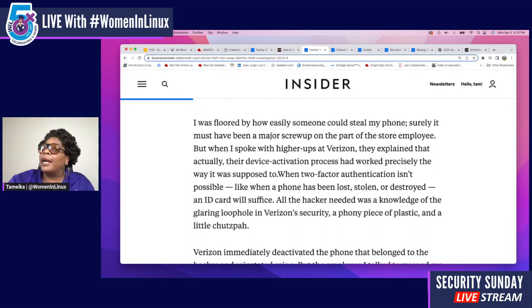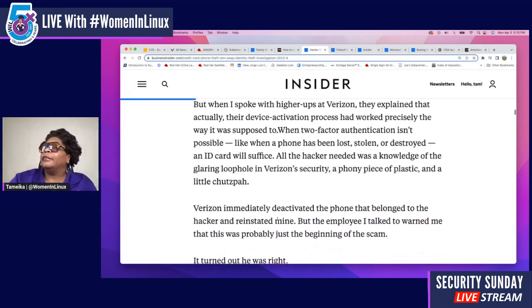I was floored by how easily someone could steal my phone number. Surely it must have been a major screw up on the part of the store employee. But when I spoke with higher ups at Verizon, they explained that actually their device activation process had worked precisely the way it was supposed to. When two-factor authentication isn't possible, like when a phone has been lost, stolen, or destroyed, an ID would just suffice. All the hacker needed was knowledge of a glaring loophole in Verizon security, a phony piece of plastic, and a little, I guess, chutzpah, right?